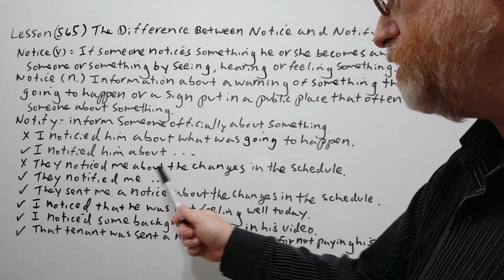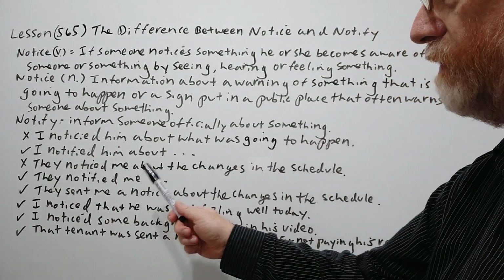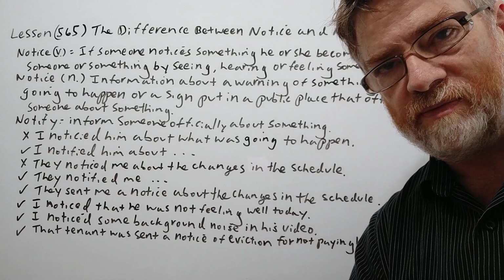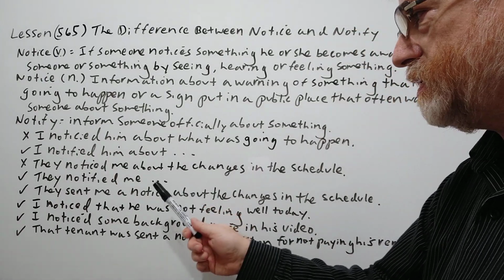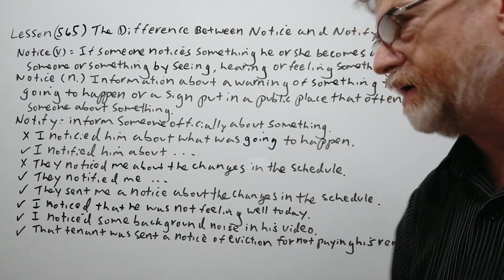Number two, they noticed me about the changes in the schedule. No, again, they notified me about the change. So they informed you. They gave you this information. They didn't notice you. Again, notice you just means that they see you. So this would definitely be incorrect here.